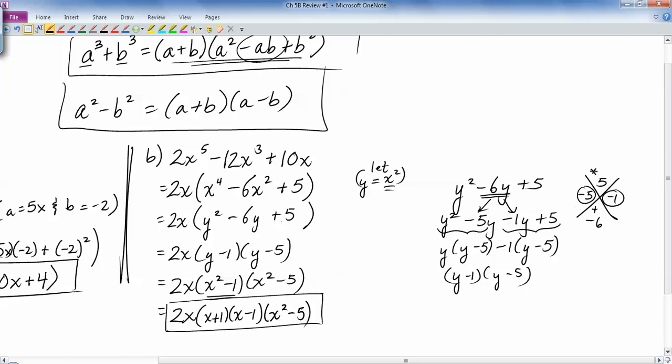But again, if it's like a 4 or a 9 or a 16, then I'd want you to keep going because that's a nice number that you can factor out. Okay, hope that helps a little bit.